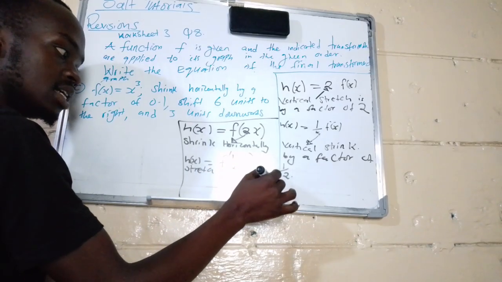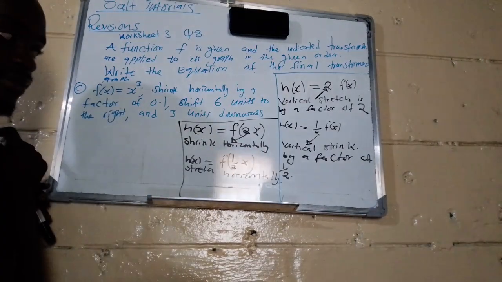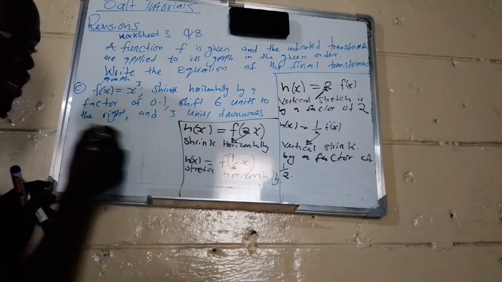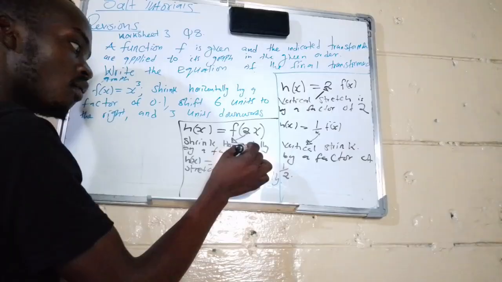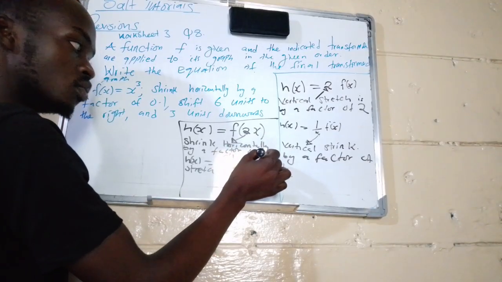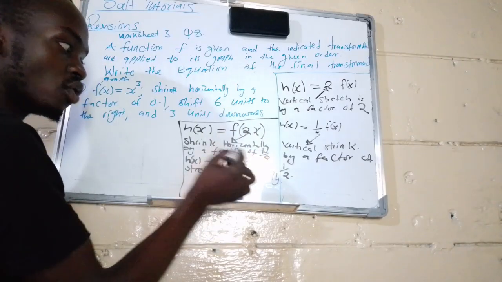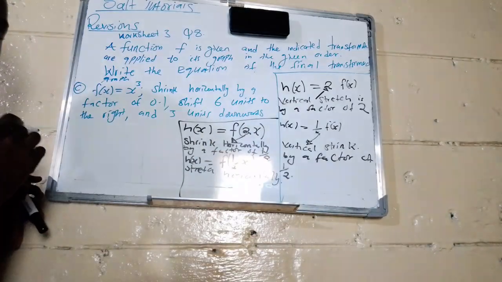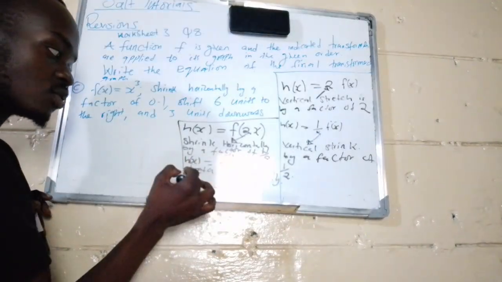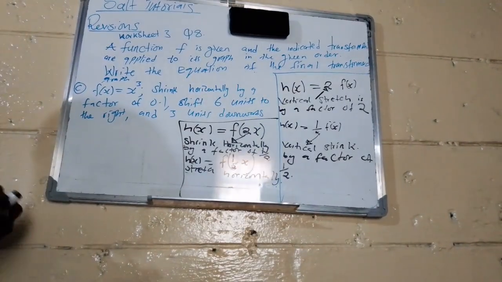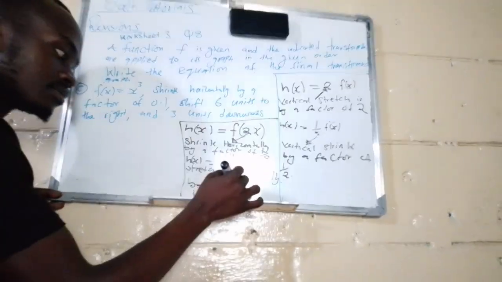Now the question is, if it is shrinking horizontally, what is the factor? What is the horizontal shrink factor? It is shrinking horizontally by a factor of 1 over 2 for this one. So if it is a 2 here, it means that the function is shrinking horizontally by the reciprocal of 2, which is basically 1 over 2. If it is 1 over 2 here, it is causing the function to stretch horizontally. But in the stretching horizontally, it is stretching by a factor of 2.